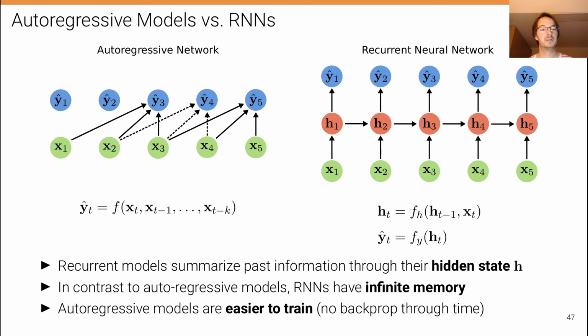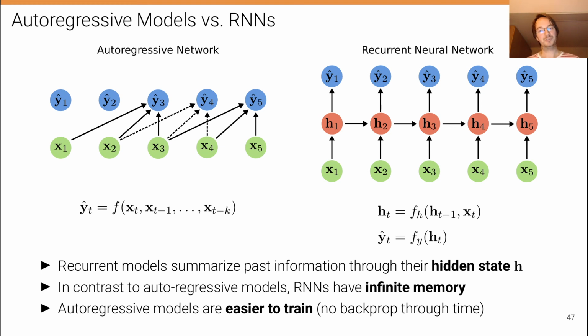So in other words, in contrast to autoregressive models, which do not have an infinite memory and make this hard conditional independence assumption, RNNs don't do this, and they, in theory, have infinite memory. But of course, the question is, how valuable is that? And that's what we're going to have a look at in this unit.